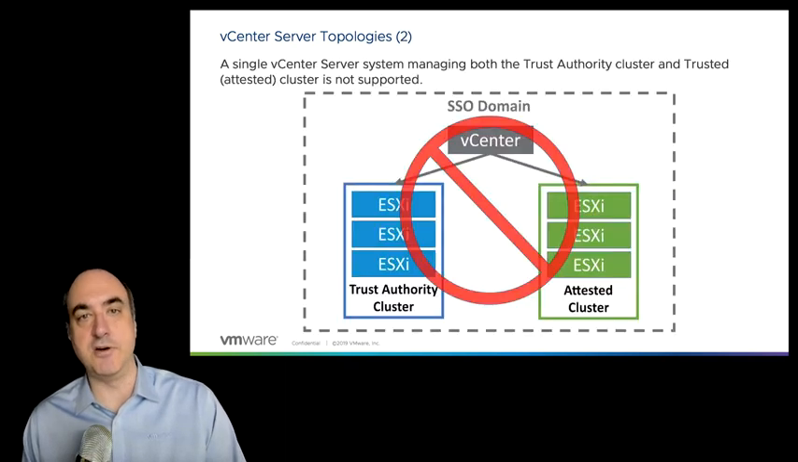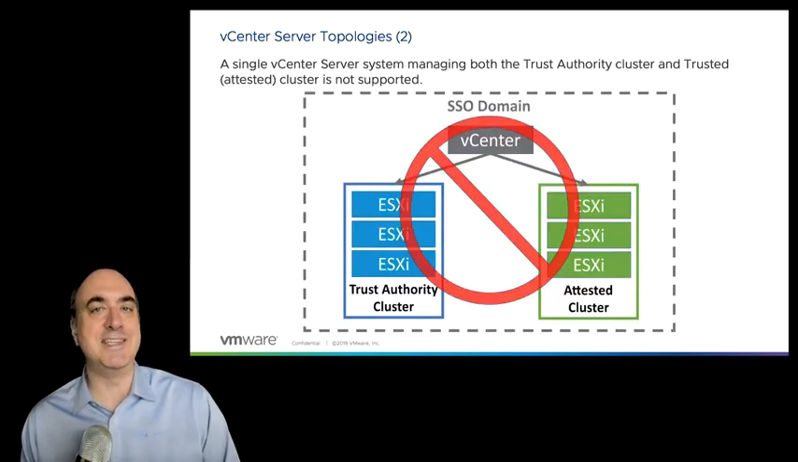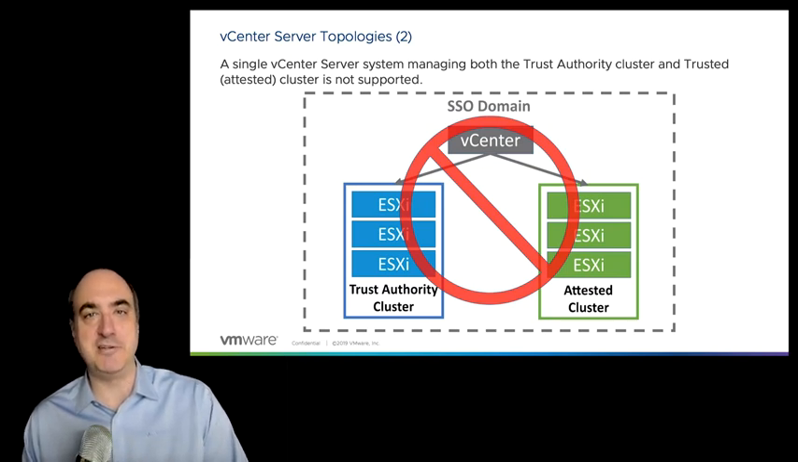What you can't do, though, is put all of this under a single vCenter. That is not supported. So don't do that. We made sure, nice big red, can't do this, right? That is not a supported configuration. You need two separate vCenters, or at least two vCenters, right? Because you might have multiple vCenters that the VTA cluster is actually attesting hosts with. So that's the first thing, right?